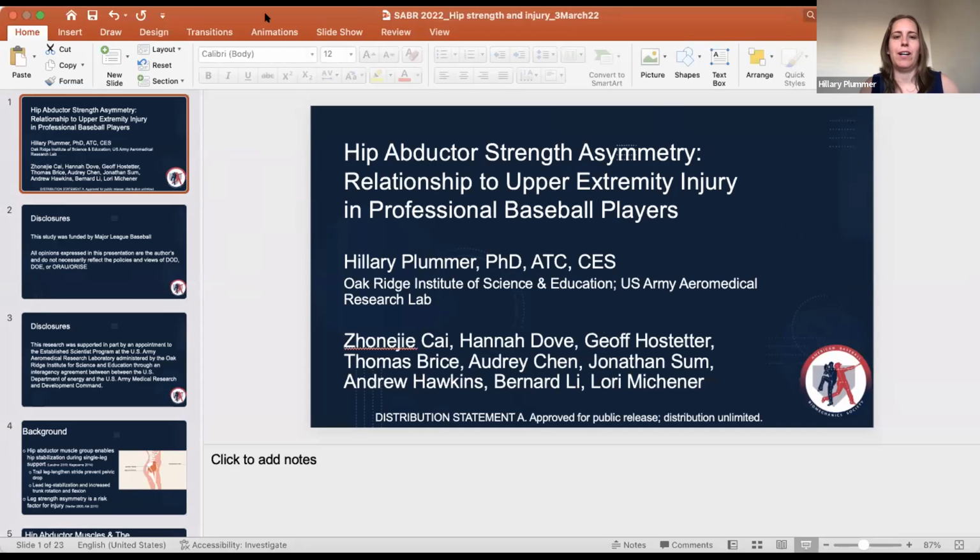My name is Hillary Plummer. I am a biomechanist and athletic trainer. I currently work at the U.S. Army Aeromedical Research Lab, which is at Fort Rucker, Alabama. And today I'm going to present a study that me and my colleagues did. That's hip abductor strength asymmetry and the relationship to upper extremity injury in professional baseball players.